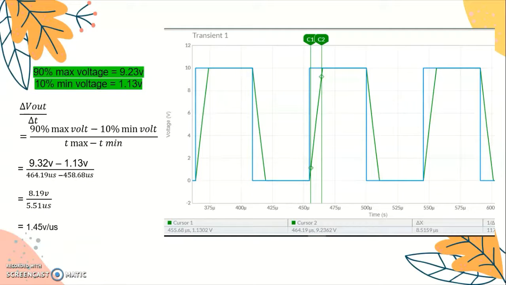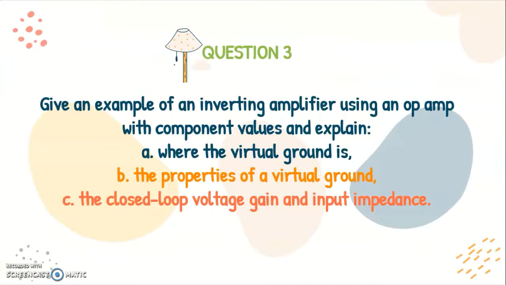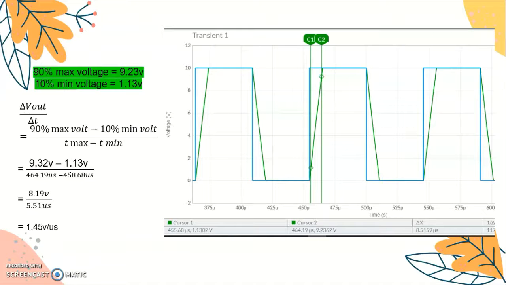The output will take some time to reach 1.5 volt/microsecond. The waveform will look like this. The time taken by the op-amp to reach 1.5 volt/microsecond depends upon the slew rate of the operational amplifier. For the general purpose 741 series operational amplifier, the value of slew rate is 0.5 volt/microsecond.